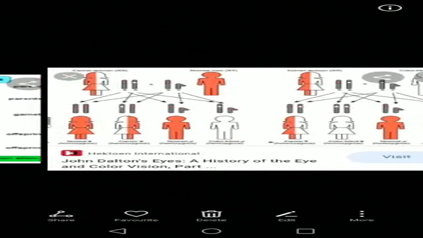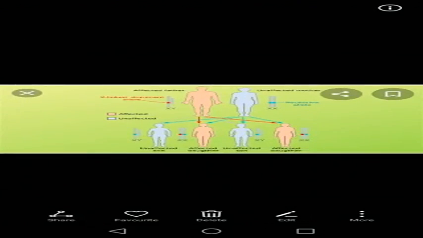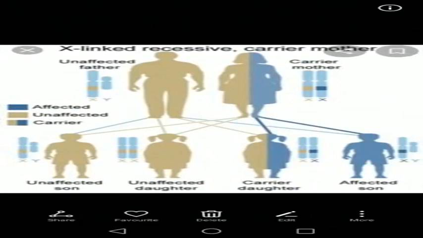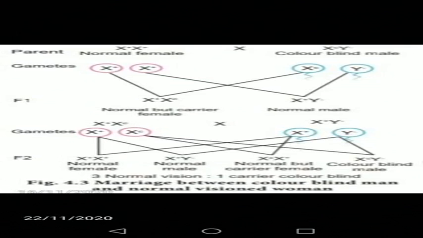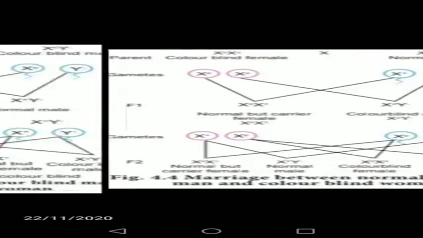The next topic is karyotyping. We will discuss what karyotyping is. Karyotyping is a technique through which a complete set of chromosomes is separated from a cell and the chromosomes are arranged in pairs. That is what we call karyotyping.